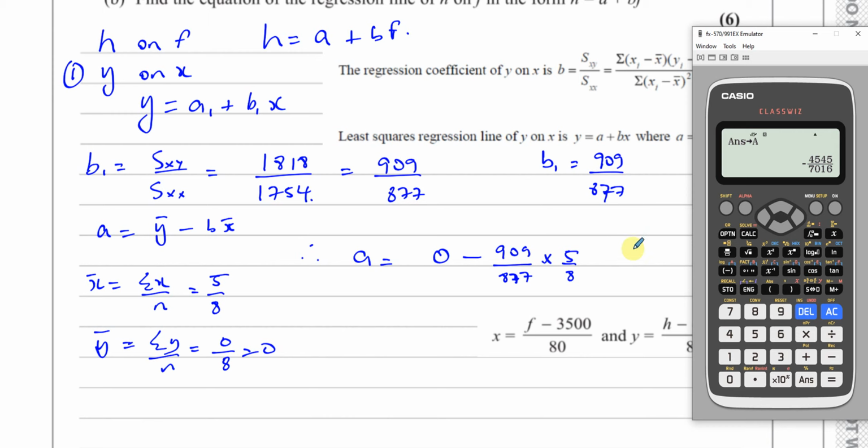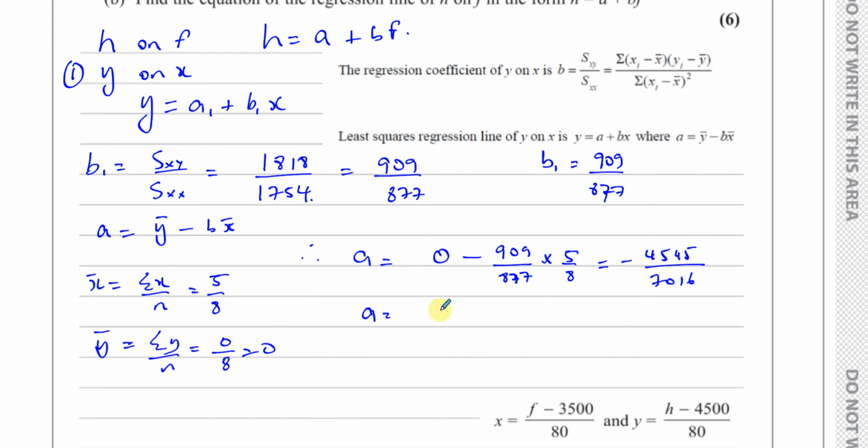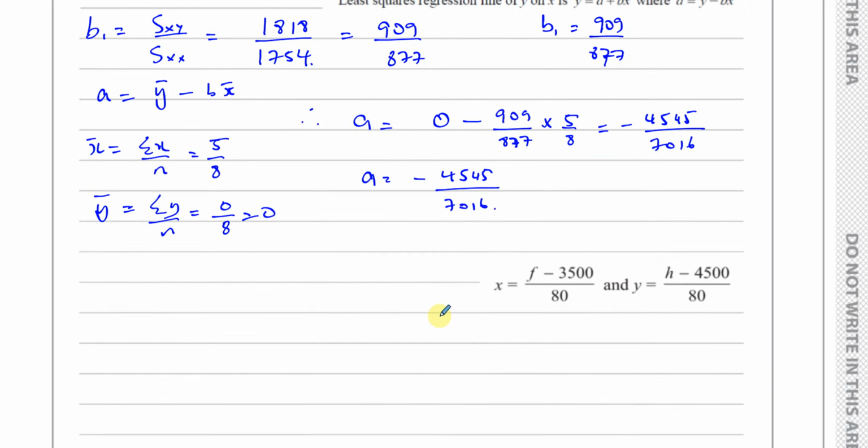So that's minus 4,545 over 7,016. Negative 4,545 divided by 7,016. Okay, so there's the value of A. I just need this for the next part. So A is equal to minus 4545 over 7,016. Now I have what I need to work out the regression line of Y on X.